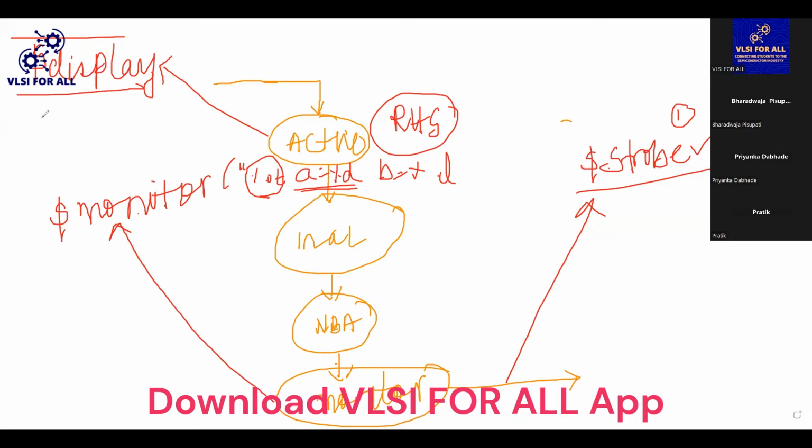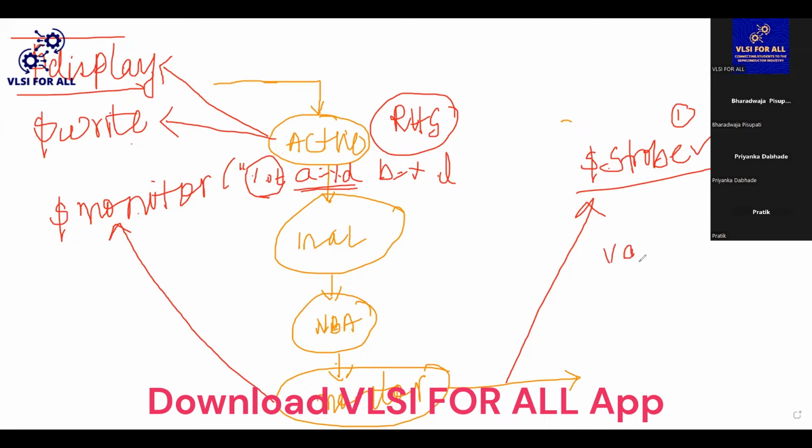Similar to the $display, we will be having the $write command. This will also be evaluated in the active region only. But the major difference between the $display and the $write command is that in the $display, whenever we print something, after that particular $display statement, the cursor automatically moves to the next line. But in the $write, that will not happen. It stays immediately after whatever variable has been printed.